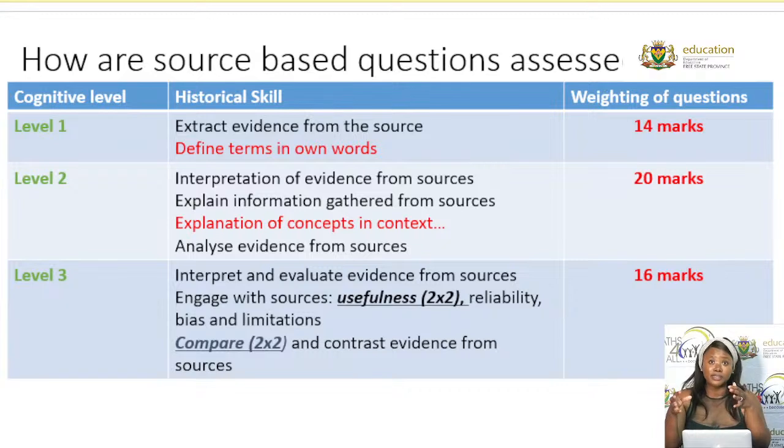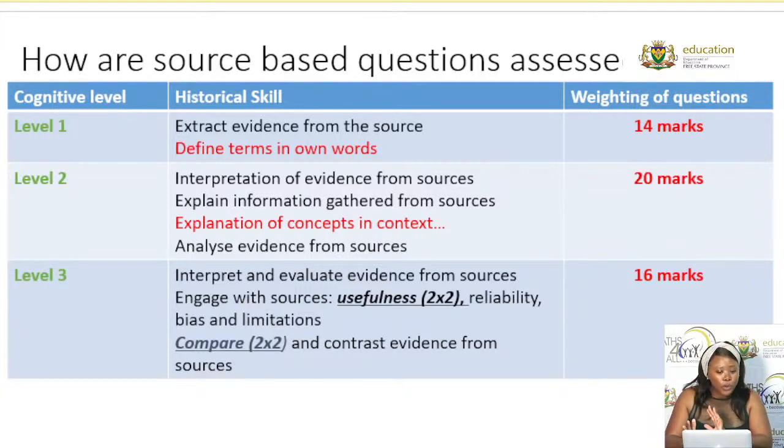So this means that you have to put your focus. You need to go and study. You need to be familiar with the content so that you are not surprised when you come across the addendum. And then you also need to explain concepts in context, and then you also need to analyze evidence from the sources. Now with level 2, this is where we get to see how well you have prepared.